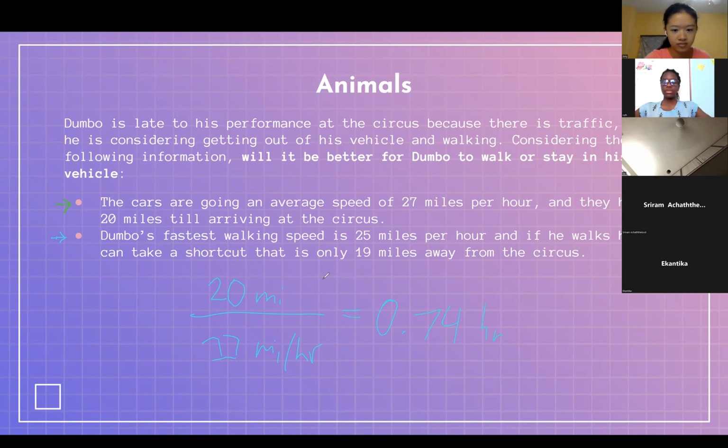While Dumbo, if he walks, he would have 19 miles and divide that by 25, which will get 0.76. So you guys are right. He should stay in his car and be patient.